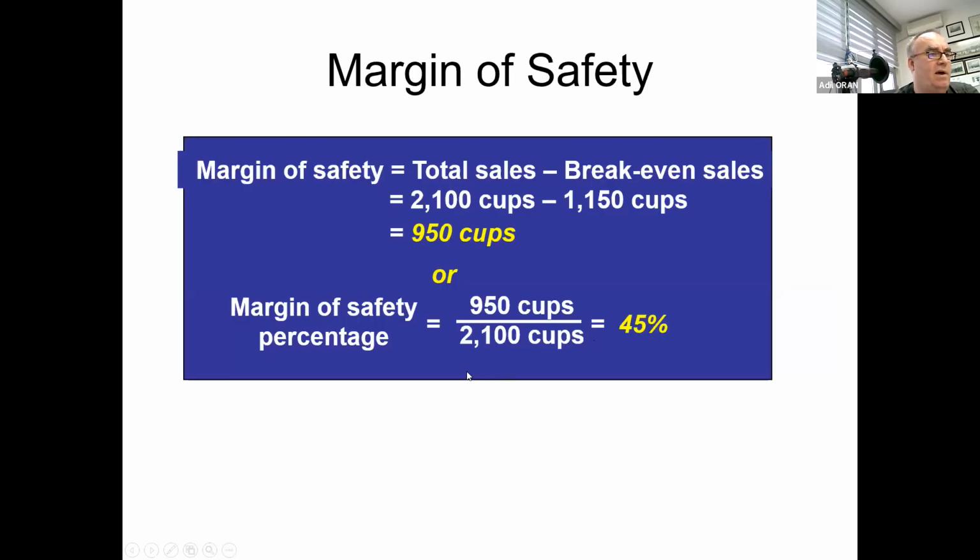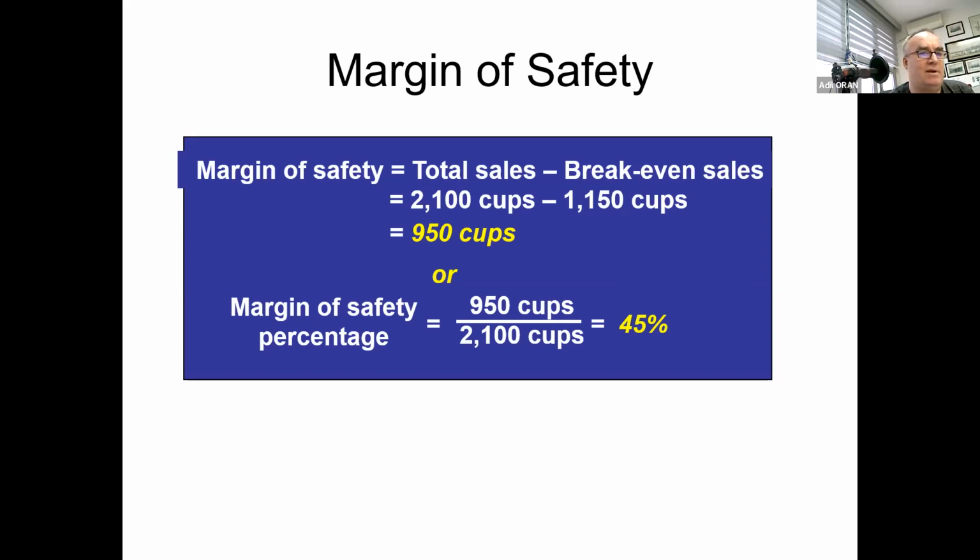So what was the break-even? Break-even sales was 1,150 cups. So that's 1,300 divided by 1.13. That means we are selling 950 cups more than break-even. So our sales could go down almost 50%, well, 45% exactly, and we would still not be losing money. So that's your margin of safety calculation. And I will stop here.